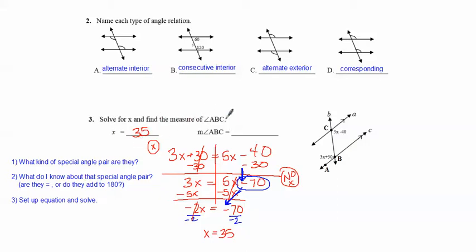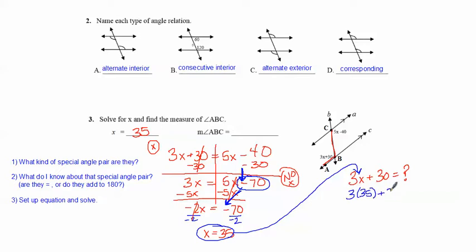Now, remember that you're not done. You still need to find the measure of angle ABC. So we need to find angle ABC. Here's dot A, here's dot B, here's dot C. So they must be talking about this angle right here. So we need to find out what is 3x plus 30. Well, thankfully, we just found out what x is, so we can substitute it in there. We know that it's really 3 times 35 plus 30, and that produces the number 135. So the measure of angle ABC is 135 degrees.